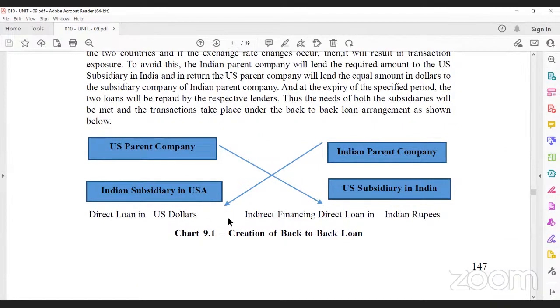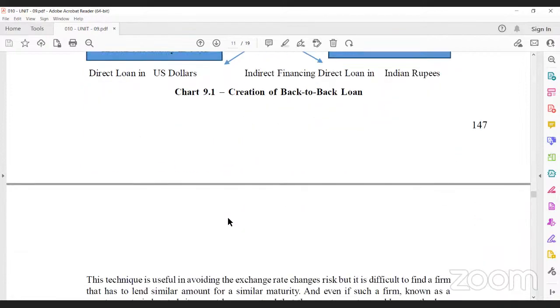Like this: US parent company, US subsidiary in India; Indian subsidiary in USA and Indian parent company. So indirect financing, direct loans in Indian rupees. So direct loan in US dollars, indirect financing in Indian rupees.